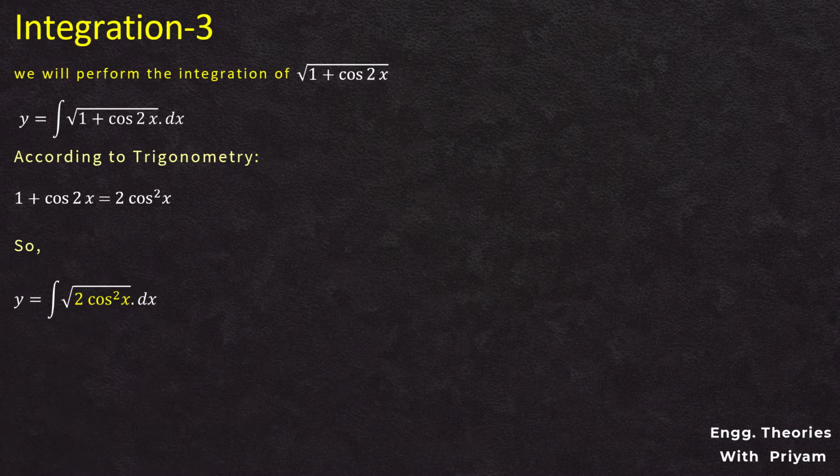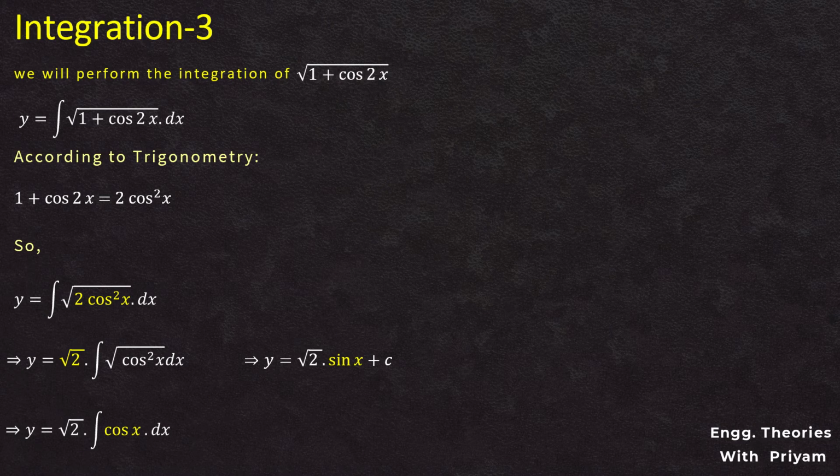Now, as this 2 is constant, we can separate this 2 out of the integration, and the integration will look like y is equal to root 2 into integration of root over cos square x dx, which can be simplified as y is equal to root 2 integration of cos x dx. Now, this integration of cos x will result in sin x. So, finally, the result of integration y is equal to root 2 sin x plus the integration constant c.